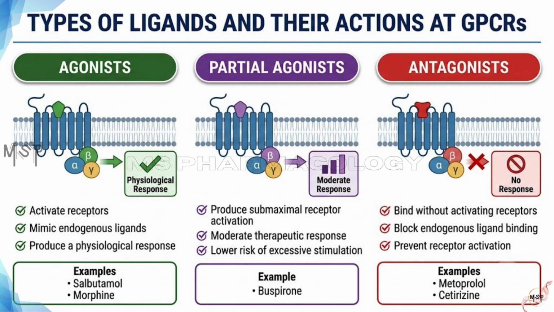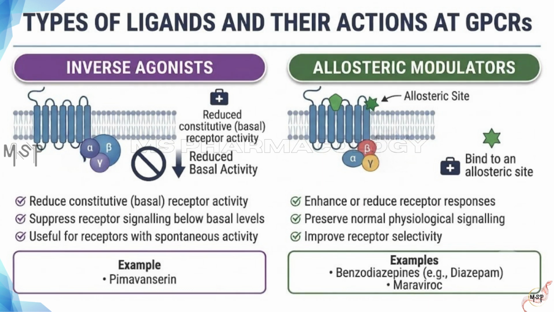Antagonists. Another important class of drugs is the antagonists. These drugs bind to GPCRs without activating them. Instead, they block the binding of endogenous ligands and prevent receptor activation. Examples include metoprolol, a beta-1 adrenergic receptor antagonist used in cardiovascular diseases, and cetirizine, an H1 receptor antagonist used to relieve allergic symptoms.